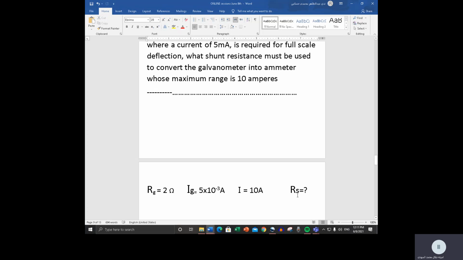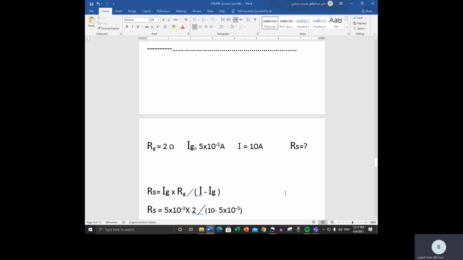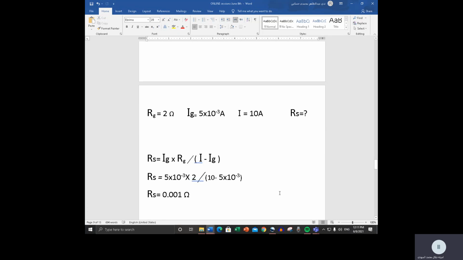So we know that we have a rule that connects galvanometer to ammeter, if we want to make the conversion from galvanometer into ammeter. The rule says RS, the small resistance needed, or the shunt resistance, equals IG times RG divided by I minus IG. What is this? This is a rule which we proved earlier, and this is the rule that's used when we have galvanometer converted into ammeter. All right? So this is a rule. RS equals IG times RG divided by I minus IG.